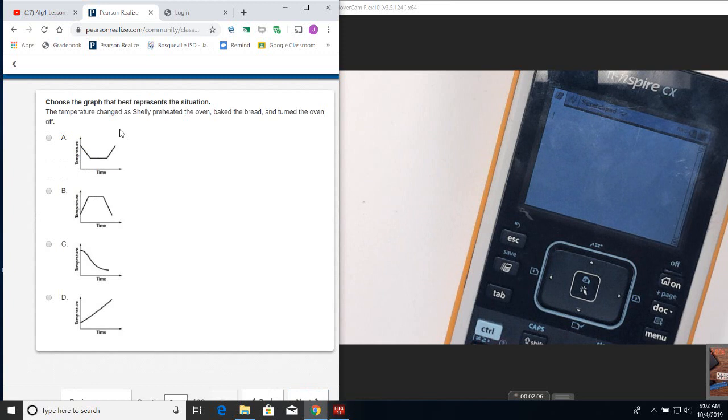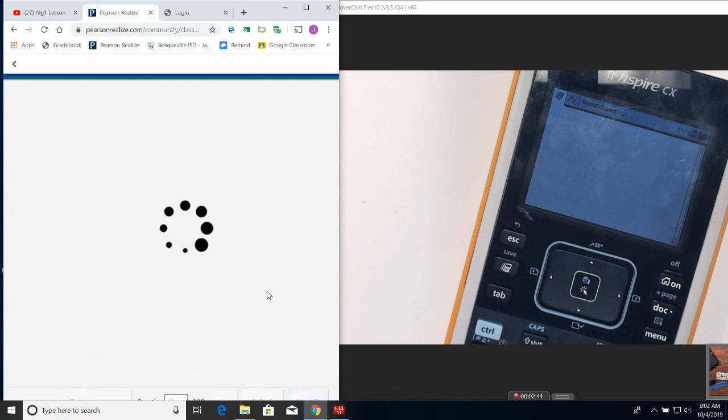Problem number 3. It says the temperature changed as Shelley preheated the oven, baked the bread, and turned the oven off. So what happens whenever you preheat the oven? Temperature's going to go up, right? And then what happens, do you think? It's going to stay steady for whatever temperature you want it to be, right? And then you turn off the oven, what's it going to do? Drop back down. So which one shows it going up, staying steady, dropping back down? There you go. All right, let's go to the next one.